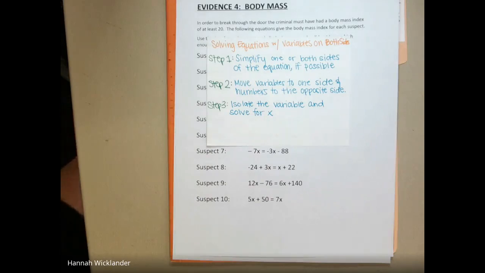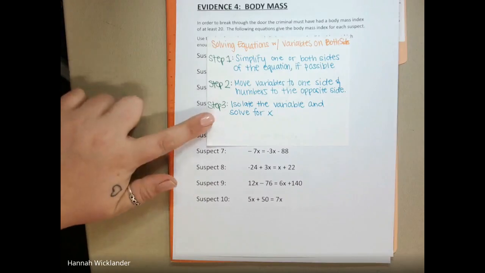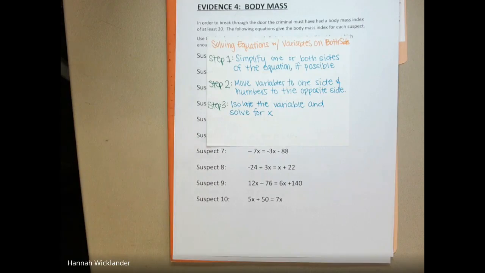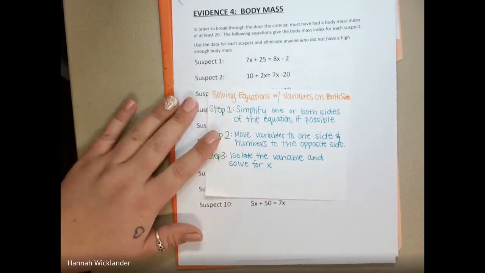So step 1 is to simplify one or both sides of the equation if possible. So if it has like 2 x's on one side, simplify that. Or if it has 2 numbers that can be added together, then simplify it that way as well. Step 2 is to move variables to one side and numbers to the opposite side. So you want your variables all together on one side, the numbers all together on the other. And then step 3 is to isolate the variable and solve for x. So we're going to jump in and do evidence 4.